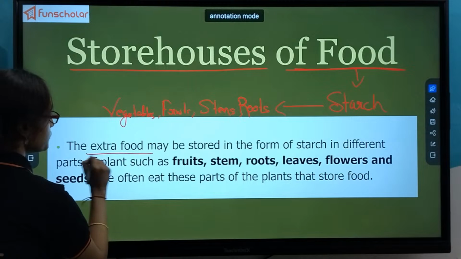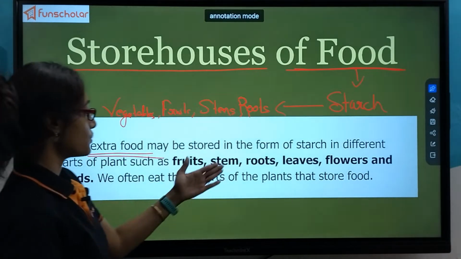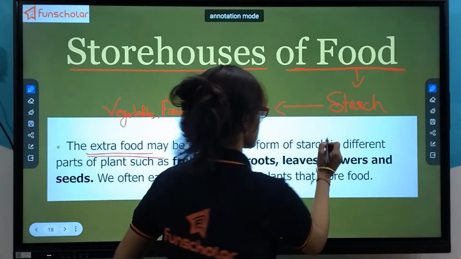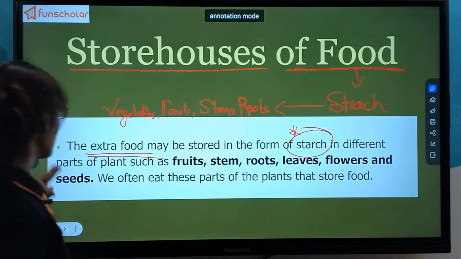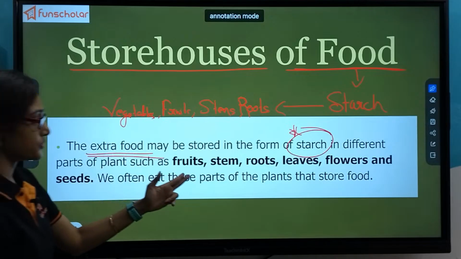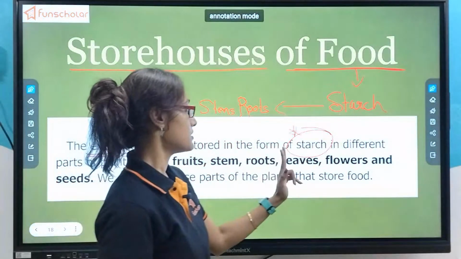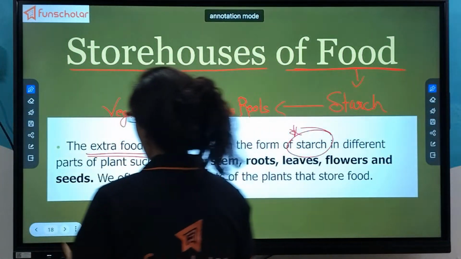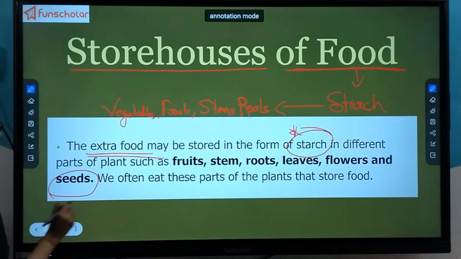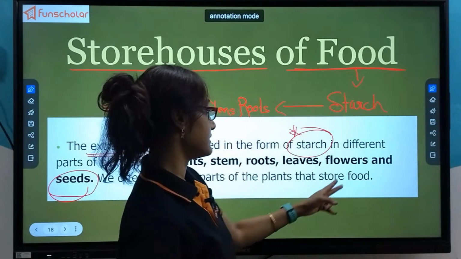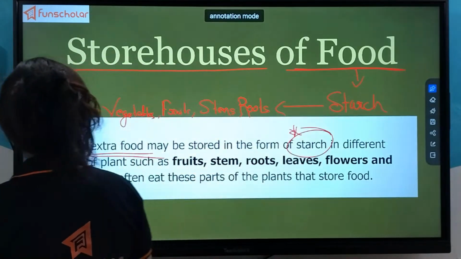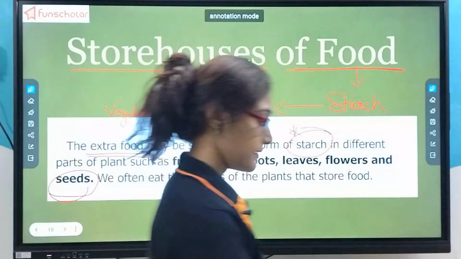The extra food may be stored in the form of starch in different parts of the plant, such as fruits, stem, leaves, roots, flowers, and also seeds. We often eat these parts of the plant that store food, right? See?